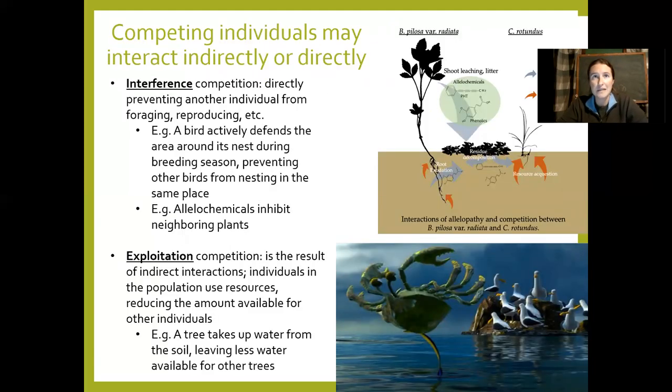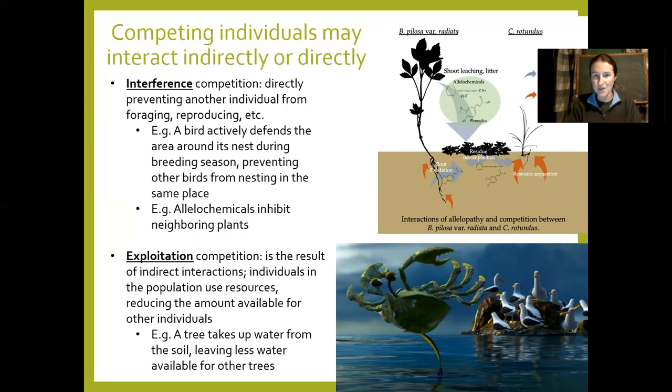Competition can also be classified as interference or exploitation competition. Interference is where you are actively preventing other organisms from taking your stuff, so you are interfering with their success. This is like territoriality. The mountain lion isn't going to let anybody else in. He is literally interfering with anybody else's ability to come in and forage from his spot. Birds can become territorial as well.